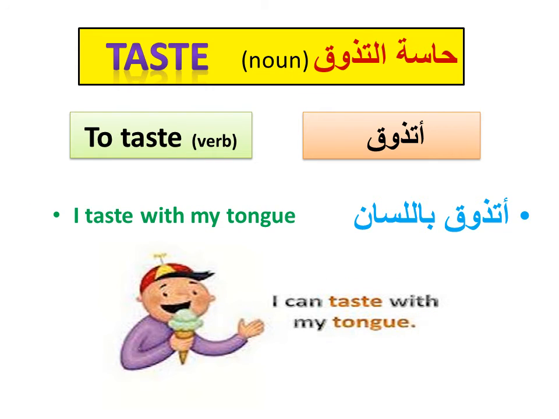And the last sense, الحاسة الخامسة, حاسة التذوق, which is taste. Okay? It comes from the verb to taste. من الفعل to taste بمعنى أتذوق. Example, I taste with my tongue. I taste with my tongue. أتذوق باللسان. كما أشرت في الأول الفم عطيت غير اسم ديال mouth ولكن الذوق يكون باللسان.